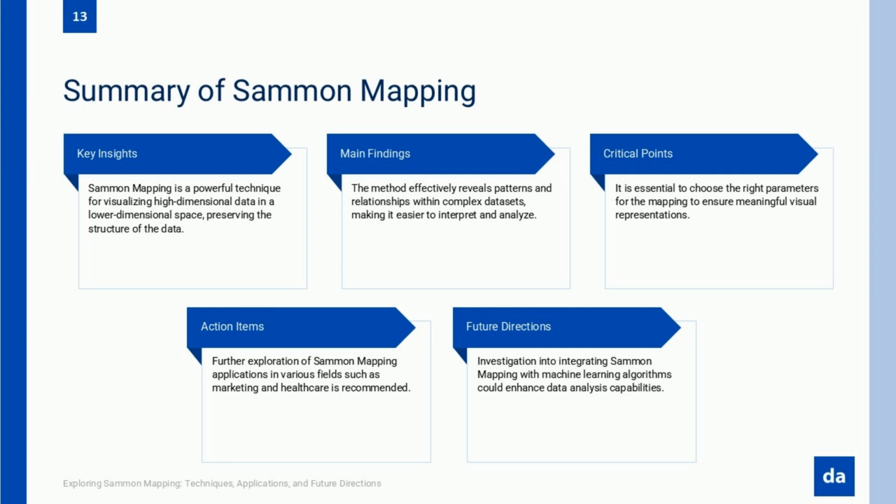Technological advances and future prospects. Exciting developments include hybrid approaches, deep learning integration, parallel computing, and automated parameter selection. These advancements will likely make Sammon mapping more practical and scalable in the future. In conclusion, Sammon mapping remains a valuable tool in the world of data science, offering unique advantages in maintaining distance relationships in dimensionality reduction. While it has its limitations, ongoing research and technological improvements continue to push its boundaries, making it an increasingly relevant technique in various fields.